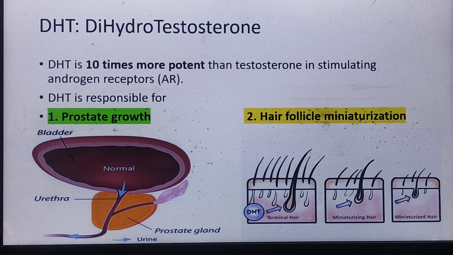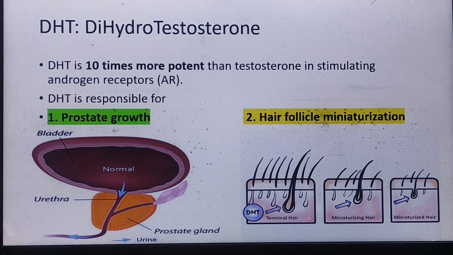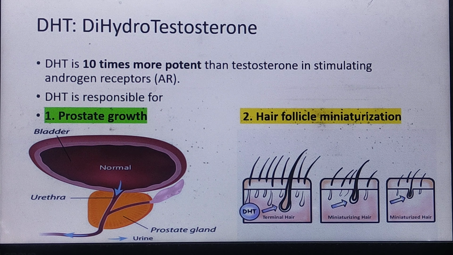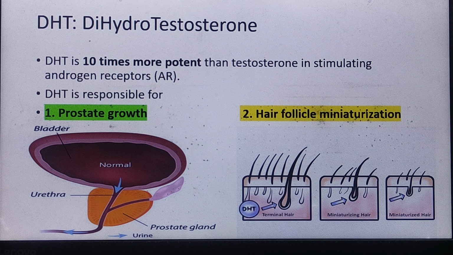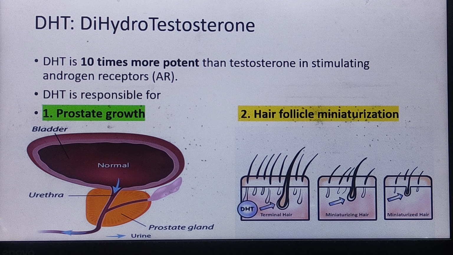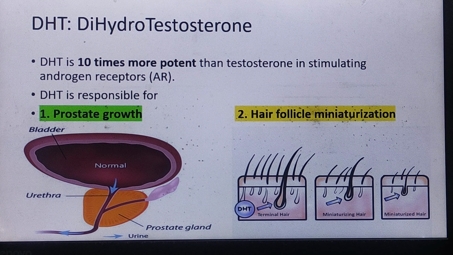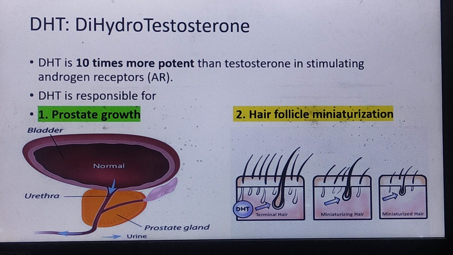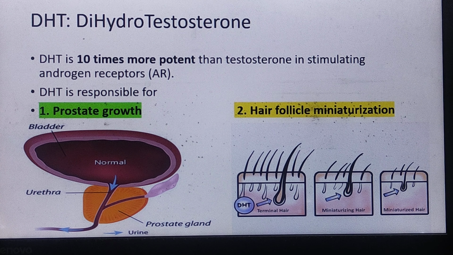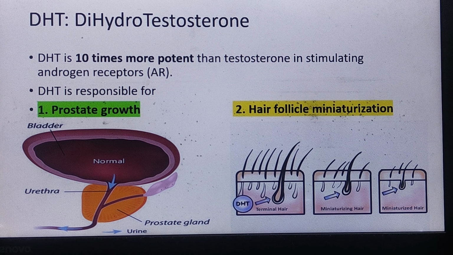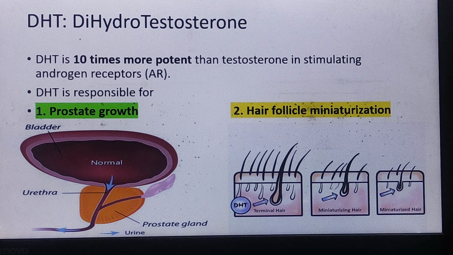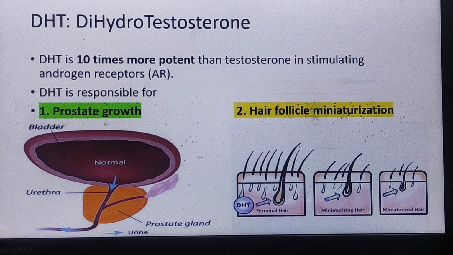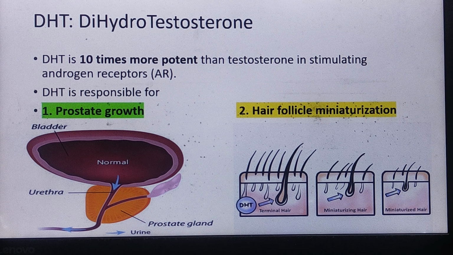Now what is this dihydrotestosterone or DHT? It is formed from the testosterone by the action of 5-alpha reductase, and this DHT is 10 times more potent than the testosterone in stimulating androgen receptors. So both this testosterone and DHT act by stimulating the androgen receptor. This DHT is responsible for the growth of the prostate, and also it causes the hair follicle miniaturization. So these are the two actions of DHT or the dihydrotestosterone.